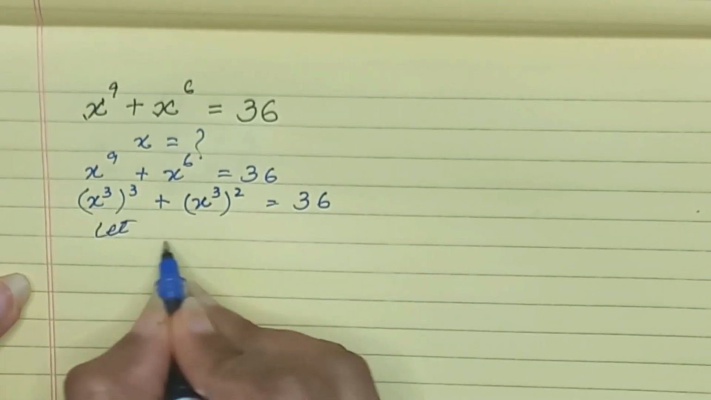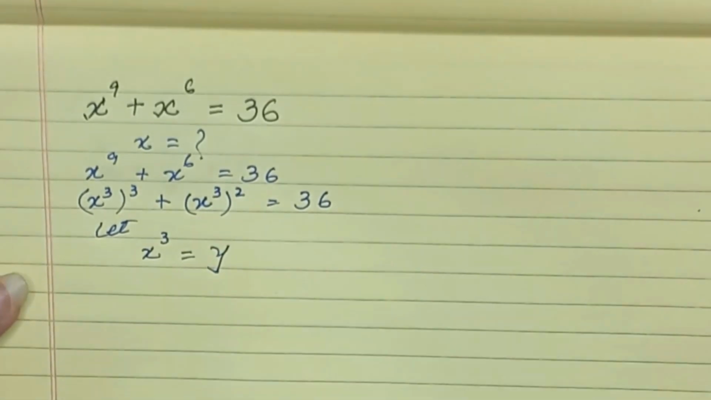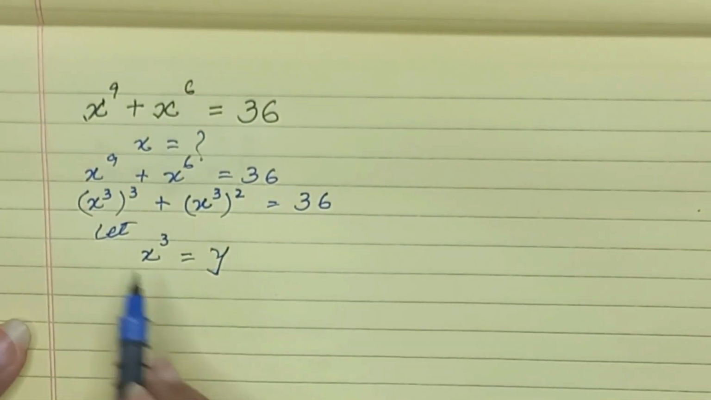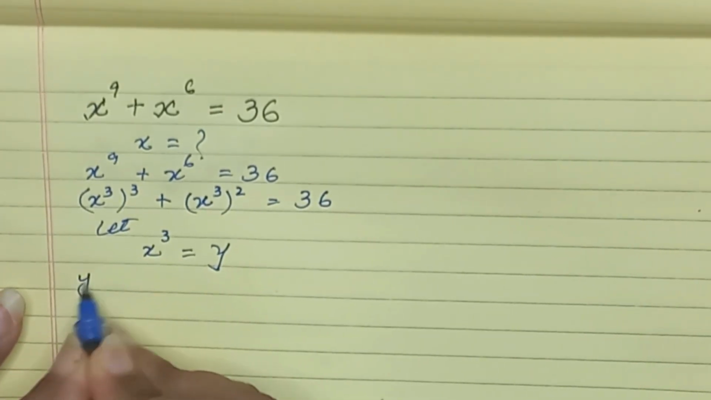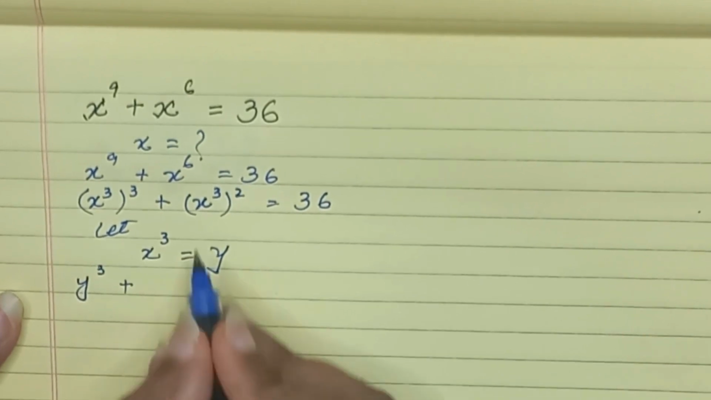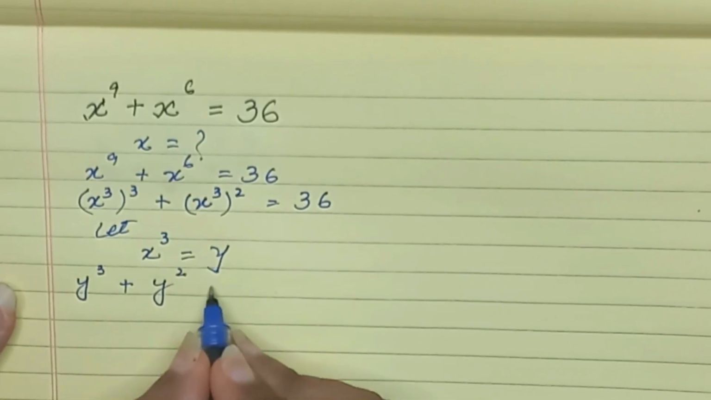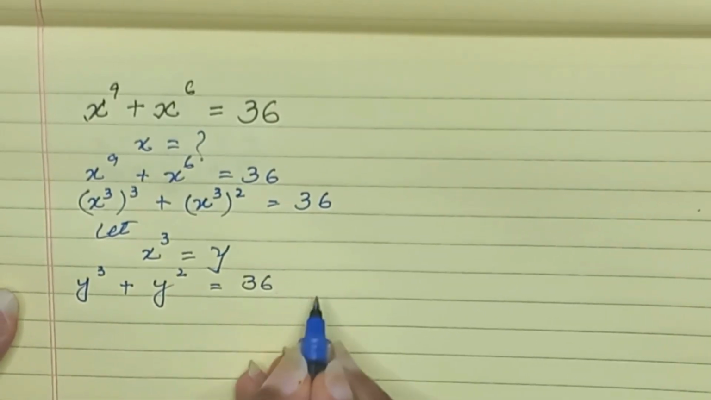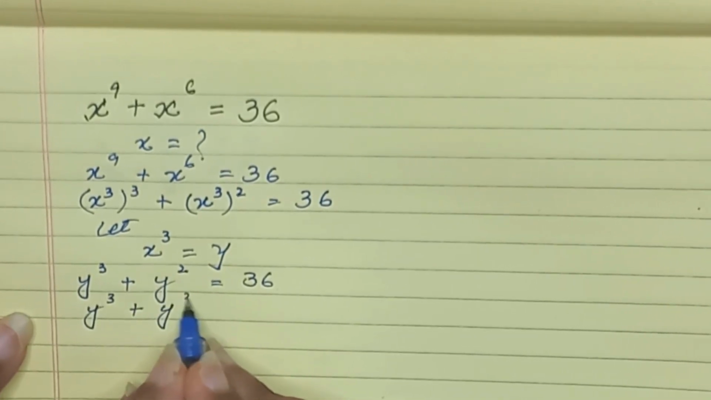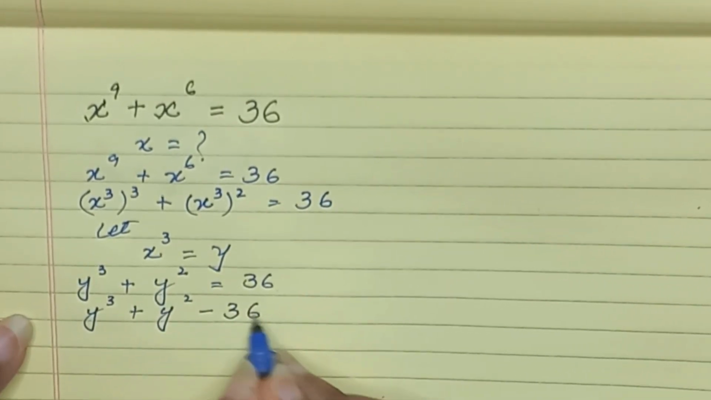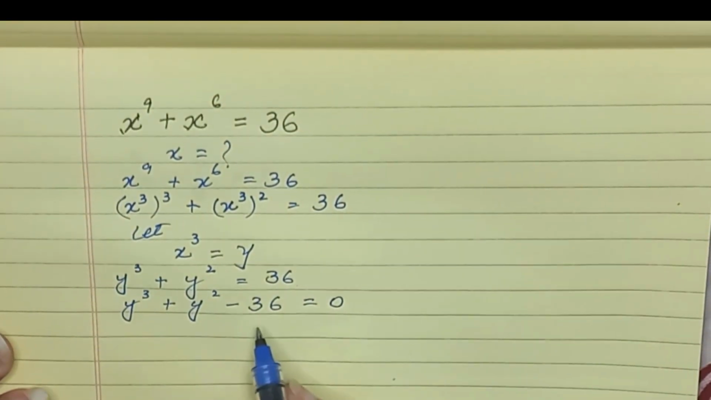Here x raised to the power 3 is the same in both terms. So let x raised to the power 3 be equal to y. We will put y in place of x raised to the power 3, so it becomes y cube plus y square equal to 36, which can also be written as y cube plus y square minus 36 equal to 0. Now here we have a cubic equation.